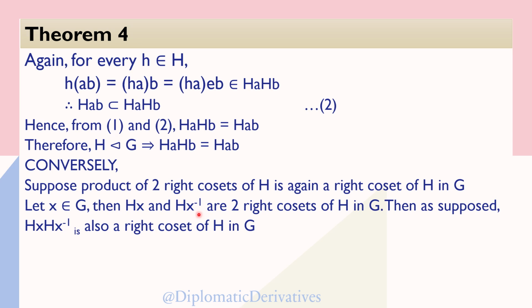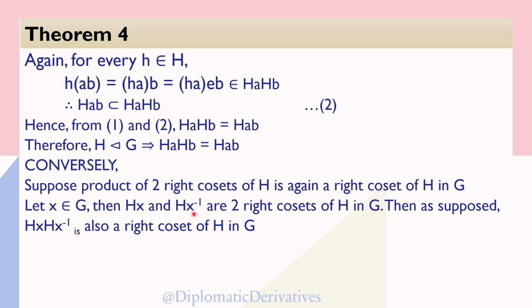How do you get this? Basically, the right coset means what? This X is an element of G, right? So X with the subgroup, you get one right coset. X inverse is also an element of G, because X inverse is the inverse of X, right? And according to the group axiom, the inverse exists inside the group, right?